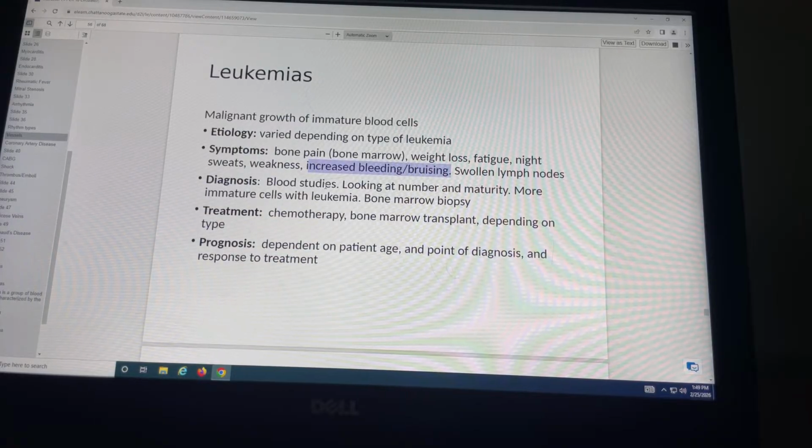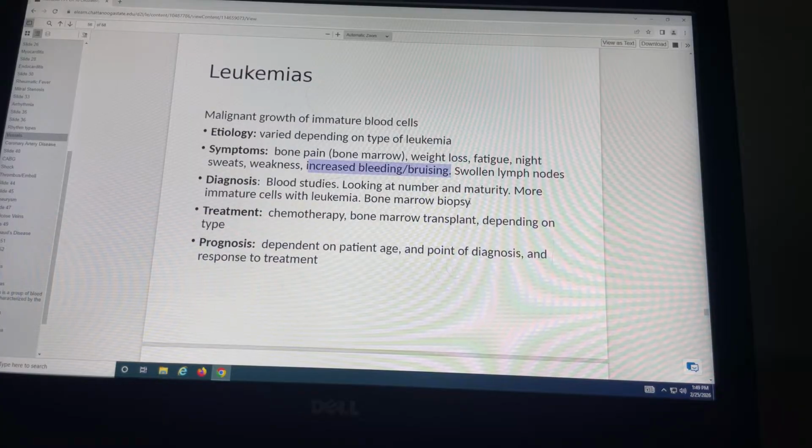So they're going to do, like we talked about with the anemia, they can look at your red blood cells, see how many there are, see the size and shape and all of that. They do exactly the same thing for this, right? They're going to look at the size and shape and number of your white blood cells and see what's going on. Yeah, that's pretty much it.